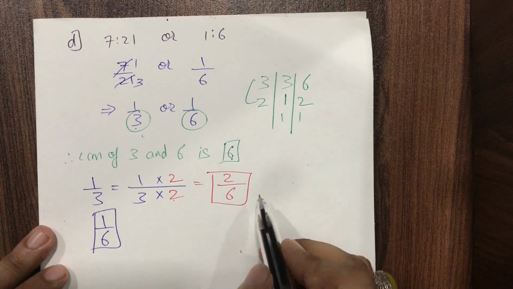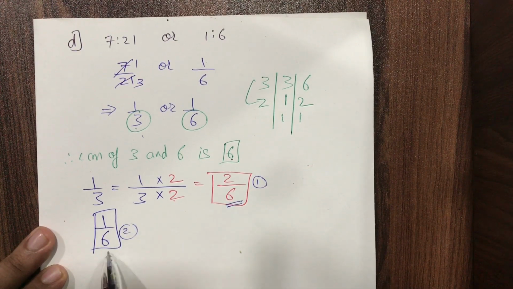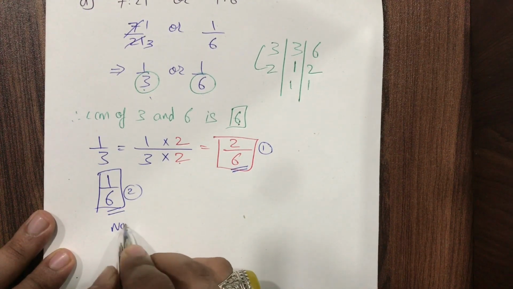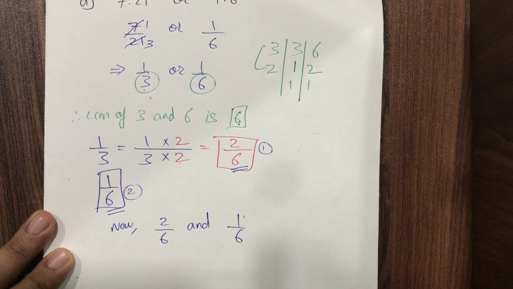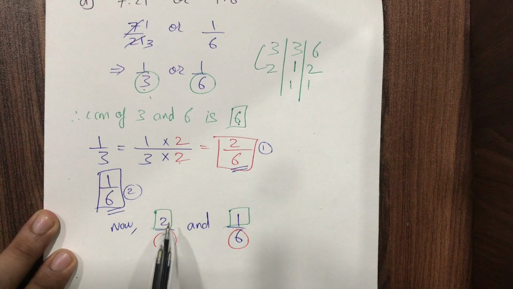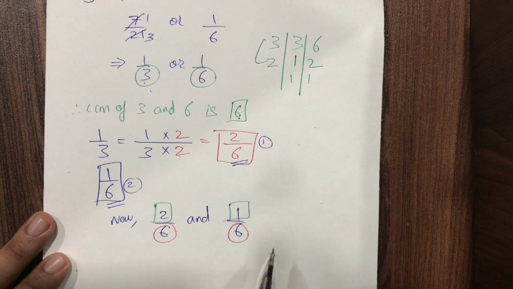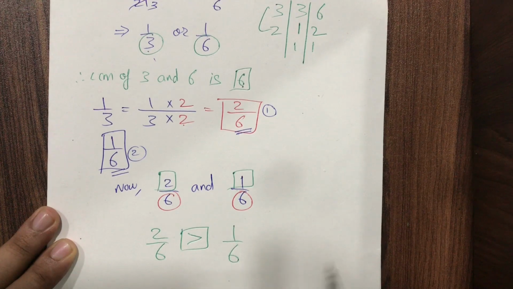So this is my first fraction and this is my second fraction. 2 upon 6. Here also we have 6 in the denominator. Here also I have 6 in the denominator. Now let's compare, students. 2 upon 6 and 1 upon 6. Because we have 6 in both the denominators, now let's compare the numerators. Here I have 2 and here I have 1. Which is greater, students? Is 2 greater or is 1 greater? Of course 2 is greater. So if 2 is greater and both the denominators are the same, therefore 2 upon 6 is greater than 1 upon 6.